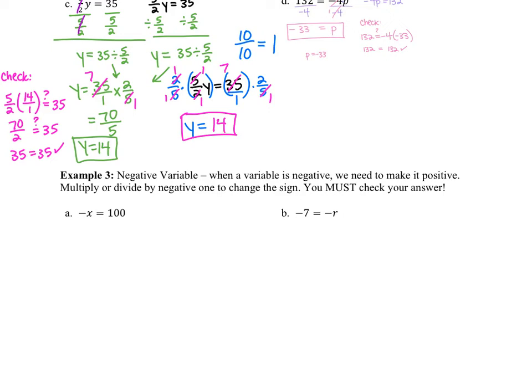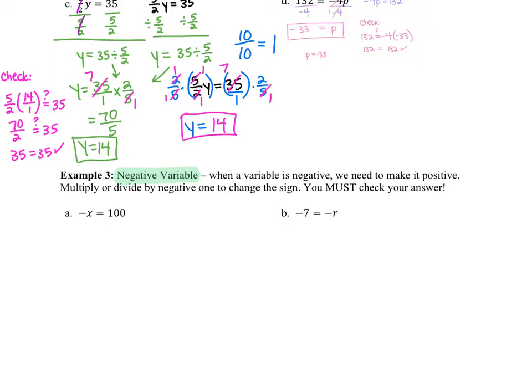Now this one, I want you to underline, box, or highlight this negative variable here, because this is an example of problems where the variable is negative. So for this first one, part A, I can see that I have negative x is equal to 100. Well, isn't that just my answer? And the answer is no, because I want to know what positive x equals, not negative x.